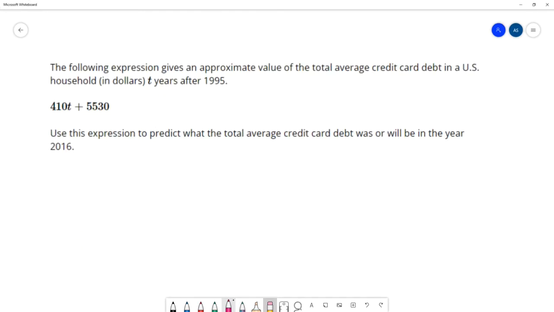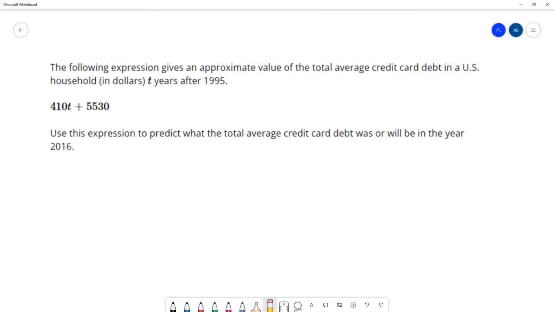I have the next question on the practice test. It reads, the following expression gives the approximate value of the total average credit card debt in a U.S. household in dollars, T years after 1995. That expression is 410T plus 5,530. We want to use this expression to predict the total average credit card debt was or will be in the year 2016.